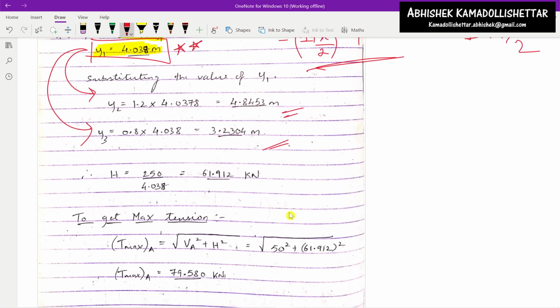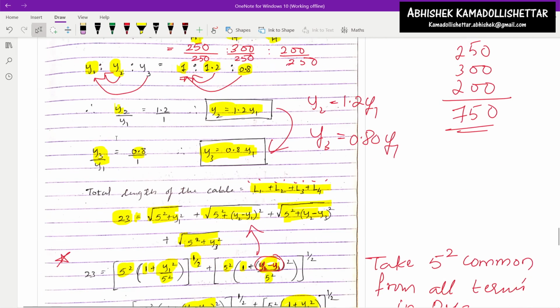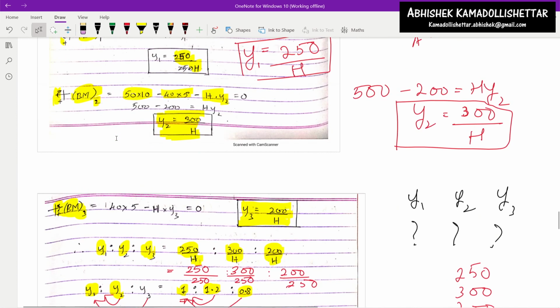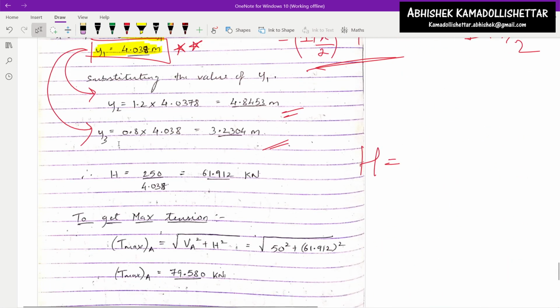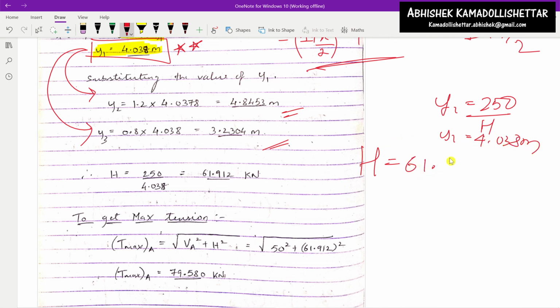So finally the h value can be calculated from any one of the equations. Where do you have that h value? H value is somewhere here. So y1 is 250 divided by h. Already you got the y1 value, which is 4.038 meters. So calculate the h value, which is 61.912 kilonewton.